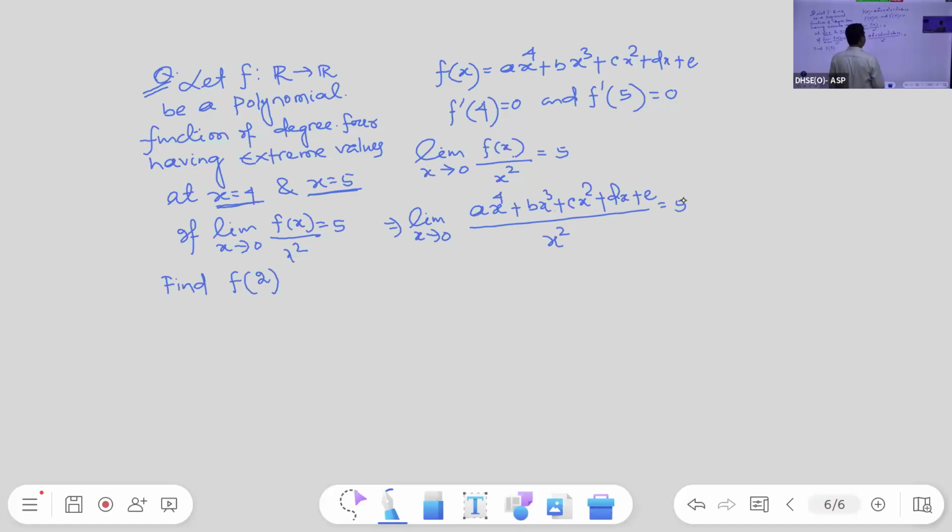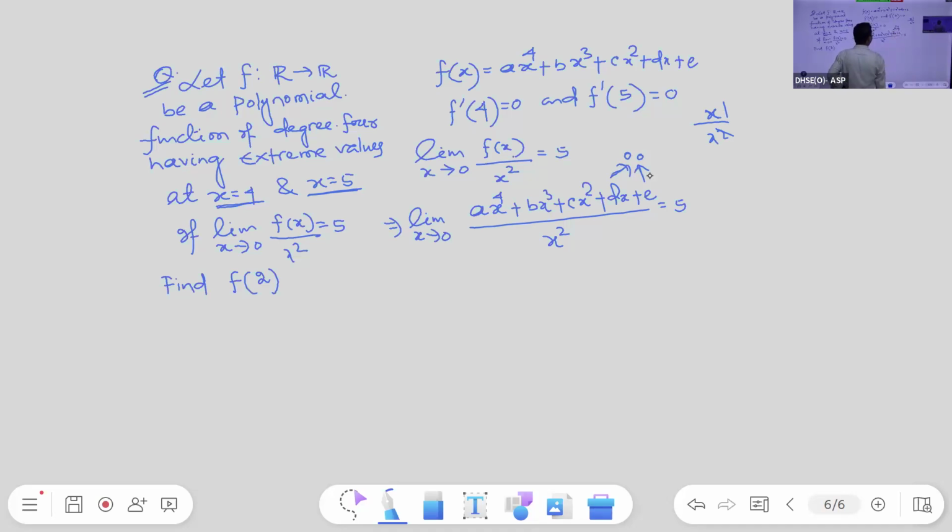From this, it is clear that both d and e must be equal to 0. Why? If d and e are not equal to 0, then this limit can never be equal to 5, because x upon x square means 1 upon x. When x tends towards 0, 1 upon x will be infinity. So d and e must be equal to 0.